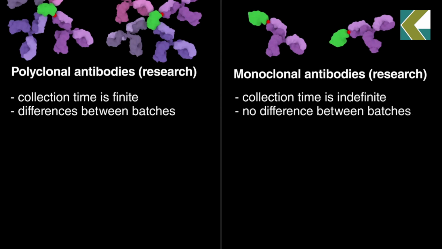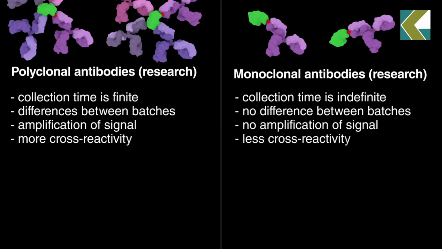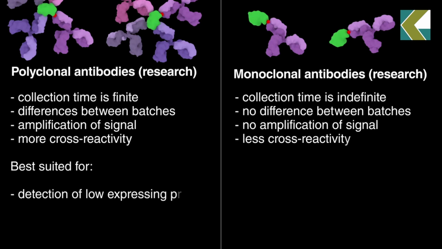Since polyclonals can recognize multiple sites within a protein, they can amplify detection signals, but they also cross-react more with nonspecific proteins. Monoclonals, on the other hand, do not amplify detection signals as well, but provide a lower signal-to-noise ratio due to their higher specificity. As a result, polyclonals are better suited for detecting proteins that are expressed at low levels.